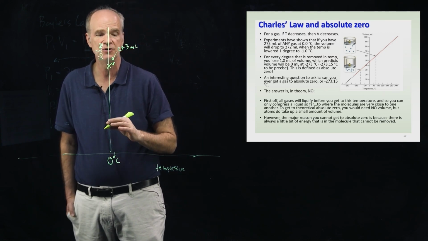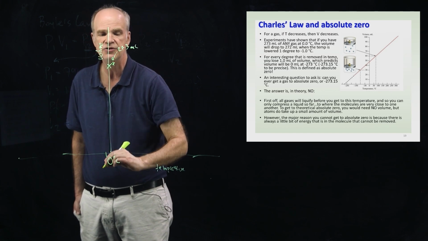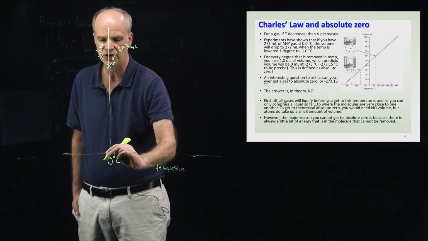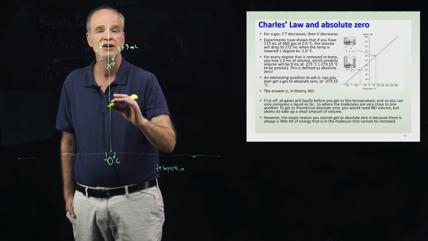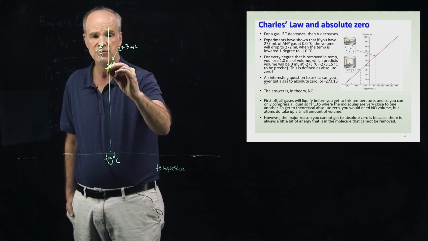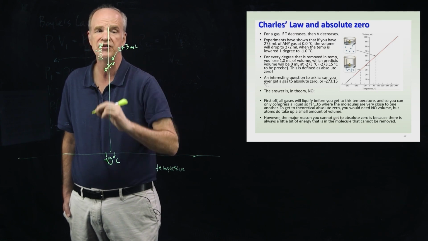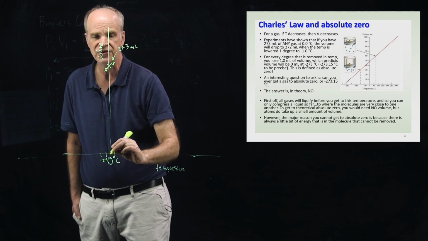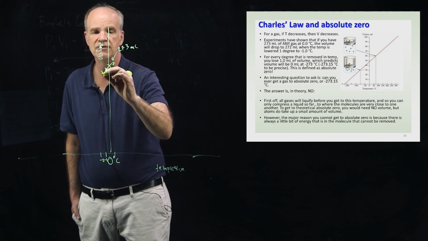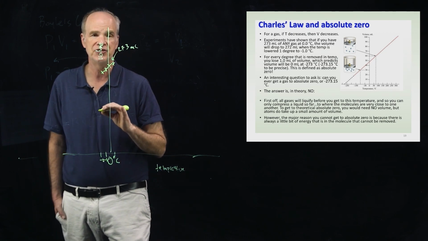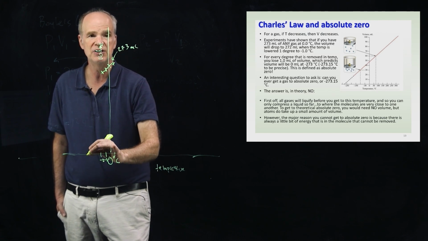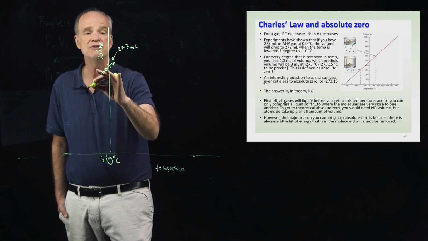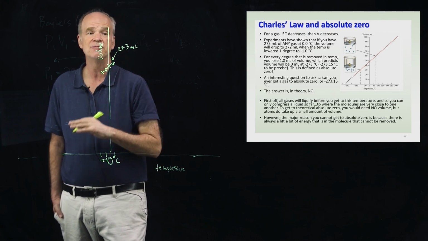Now, imagine we went down a degree to -1 degree Celsius. So now we're at -1 degree Celsius. The volume will go down a milliliter. So now we're at 272 milliliters. If you go down to -2 degrees Celsius, we're now at 271 milliliters, and so on. You can see that for every degree we go down, we reduce the volume of the gas by 1 milliliter.